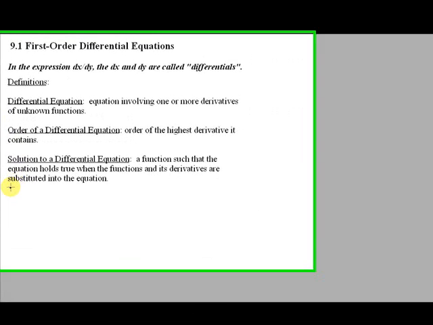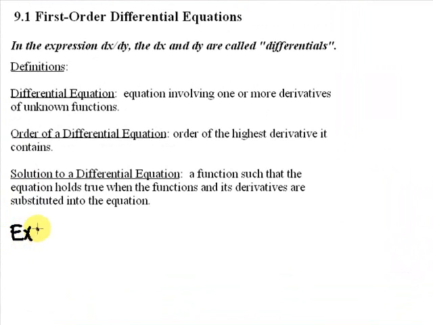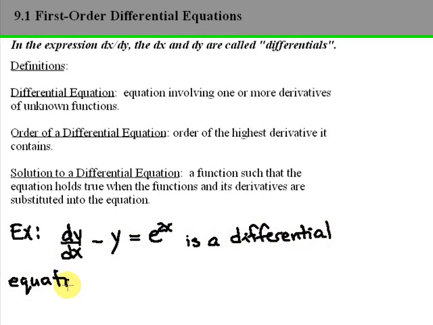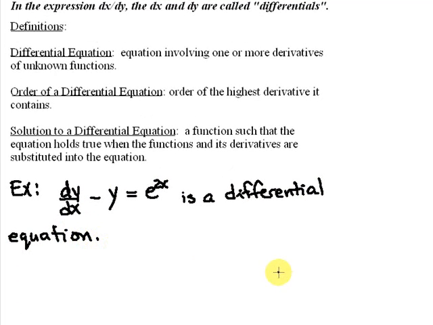Okay, so for example, the equation dy dx minus y equals e to the 2x is an example of a differential equation. And in this example, we're asked to verify two of the solutions.